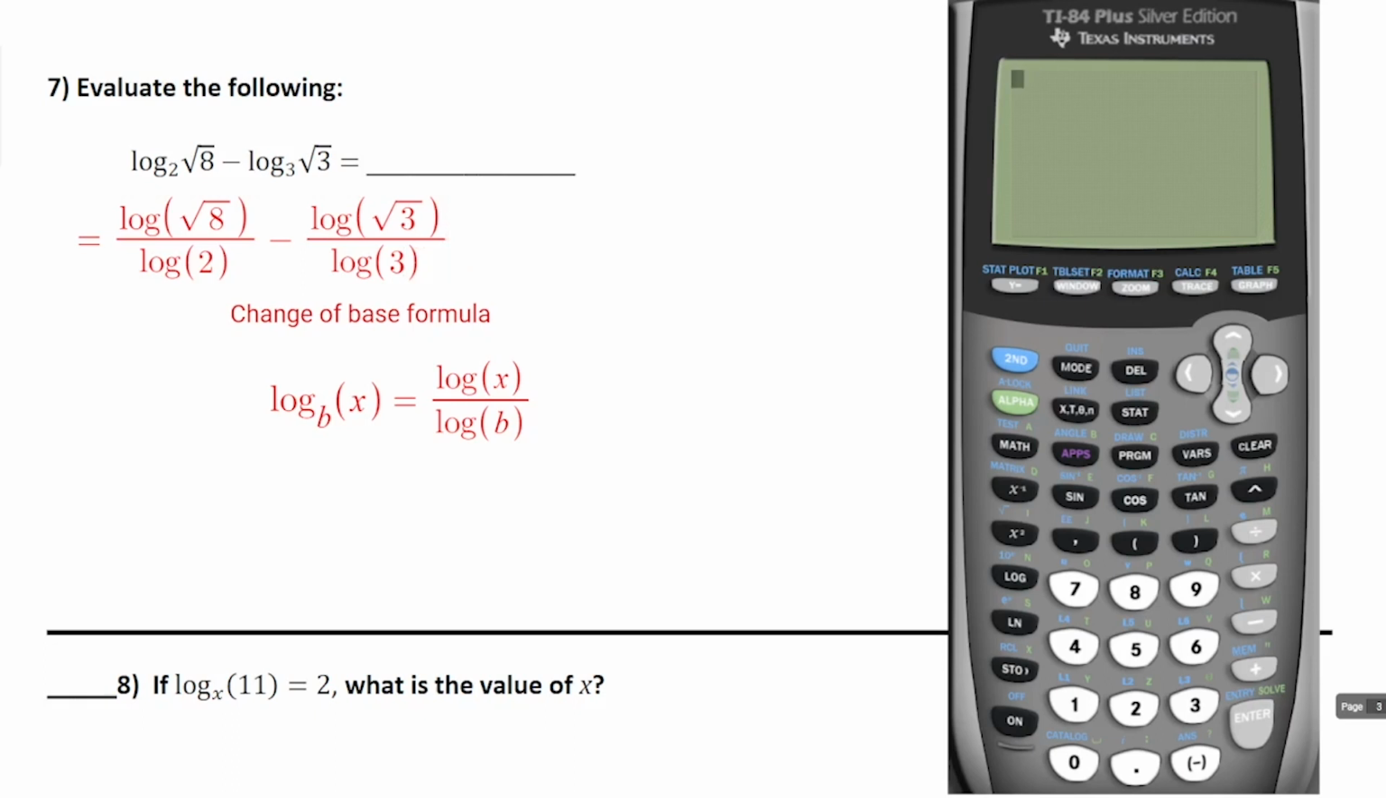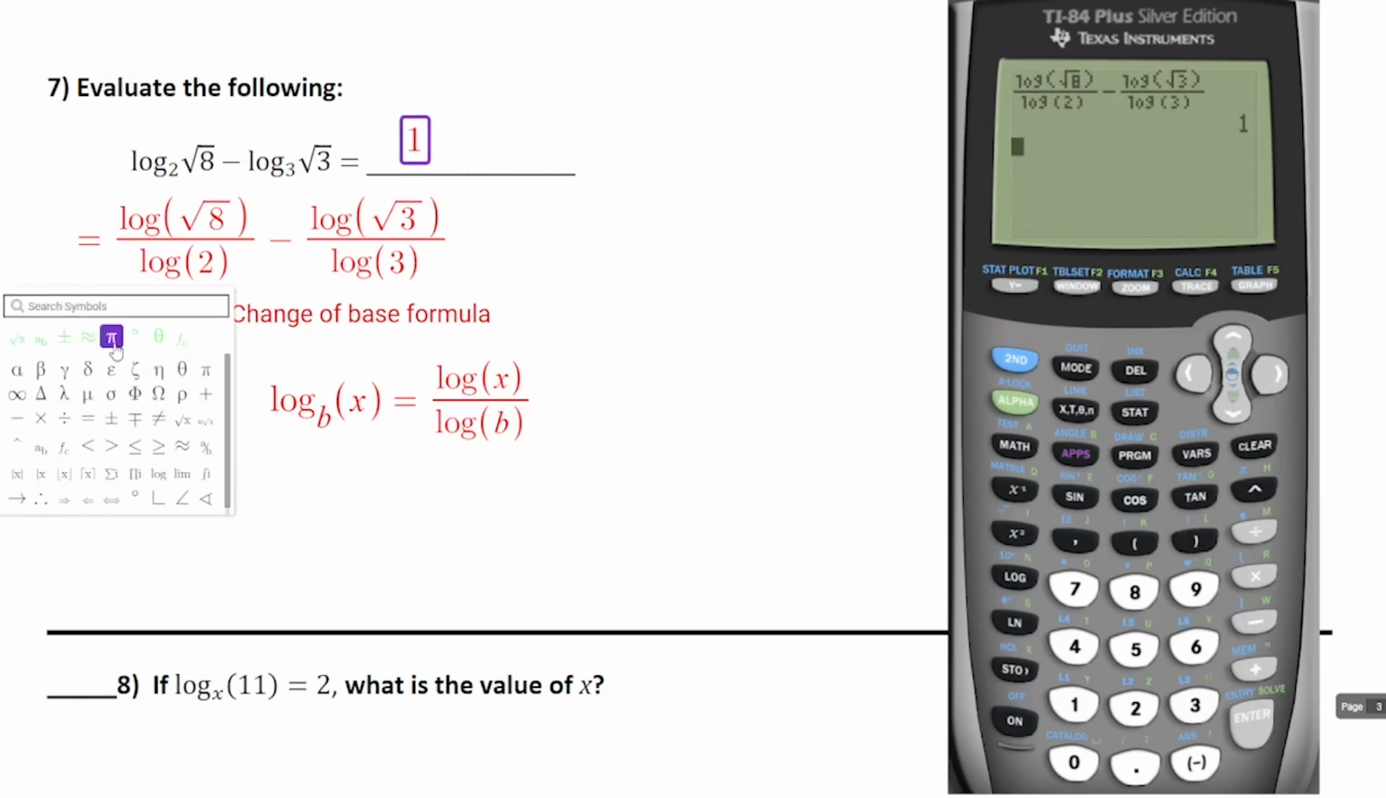So I'm just going to go ahead and start typing away here. Start with the fraction. We've got log of the square root of 8 over log of 2. Minus, I said minus, typed a plus, minus log of root 3 divided by log of 3. And we get 1. Look at that. That's a pretty good indication we got it right if we get a nice clean number like that. That doesn't mean we're right, but I'm pretty sure we are. So that's going to be our answer for this one.